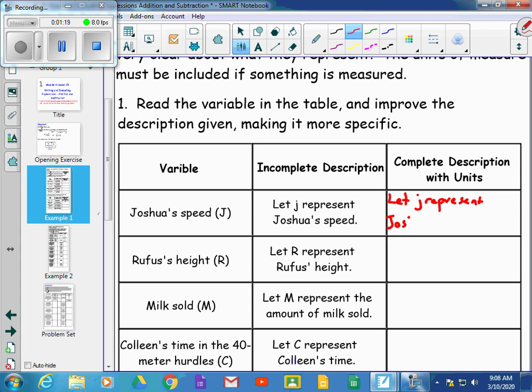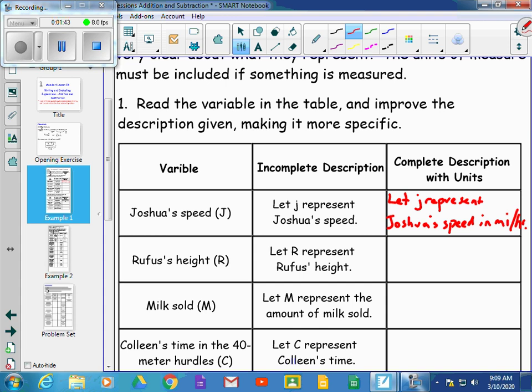Joshua's speed in miles per hour. And we want to use a rate unit there. We could have used meters per second or minutes per second, whatever, but as long as we include a unit, it gives us a better understanding of what we're talking about.